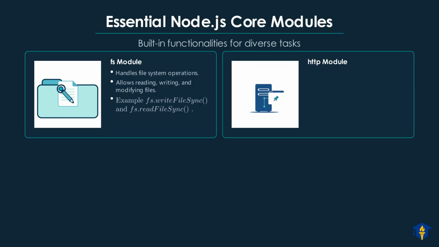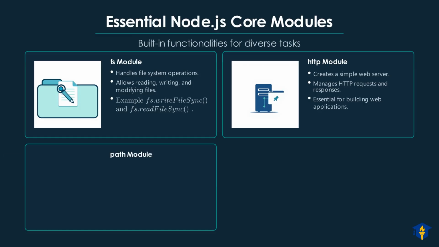Next, the HTTP module is fundamental for network communication, especially for building web servers. It allows you to create a simple web server that can listen for incoming requests and send responses. This module efficiently manages HTTP requests and responses, forming the backbone of any web application. Therefore, the HTTP module is absolutely essential for building robust and scalable web applications in Node.js.